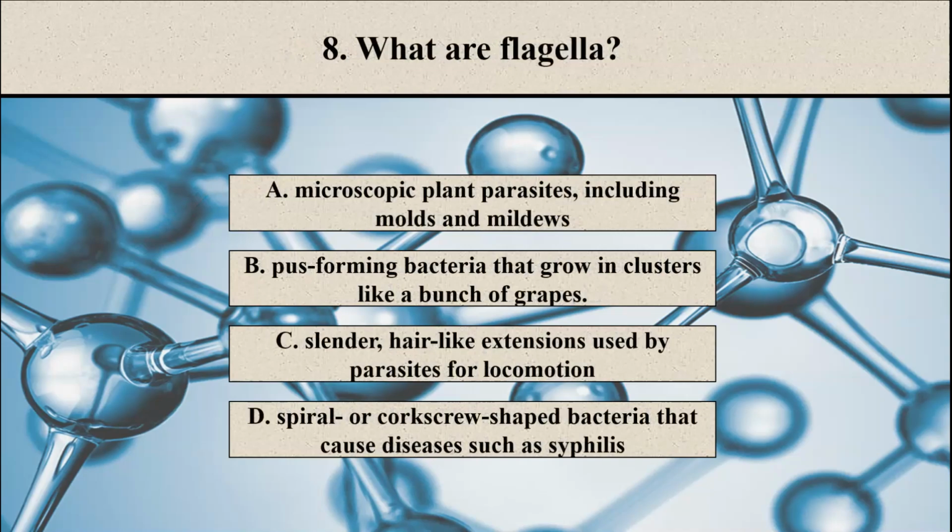What are flagella? Microscopic plant parasites, including molds and mildews. Pus-forming bacteria that grow in clusters like a bunch of grapes. Slender, hair-like extensions used by parasites for locomotion. Spiral or corkscrew-shaped bacteria that cause diseases such as syphilis. If you chose C, slender, hair-like extensions used by parasites for locomotion, you are correct.